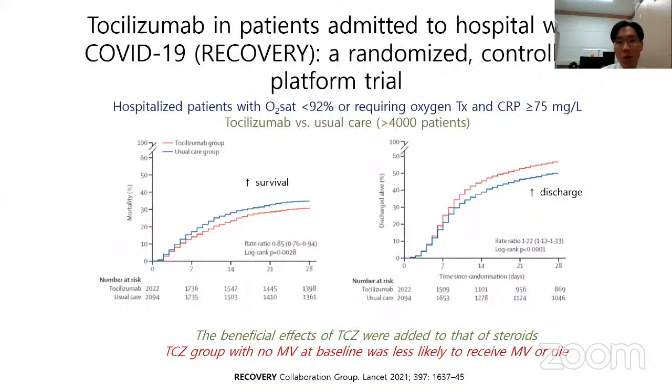The RECOVERY Collaborative Group also published their results in Lancet. They investigated this data in hospitalized patients with hypoxemia and those with higher level of CRP at baseline. As you can see, the treatment of tocilizumab improved survival rate and also improved the chance of discharge. These beneficial effects were also seen among patients receiving steroids.